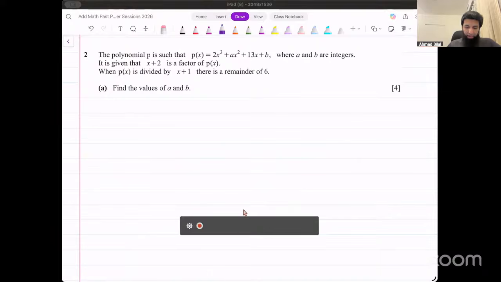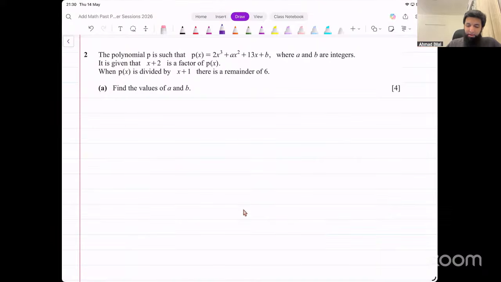Okay, the polynomial p is such that p of x is equal to this, where a and b are integers. It's given that x plus 2 is a factor of p of x. When p of x is divided by x plus 1, there's a remainder of 6. Find the values of a and b. That's a standard question on polynomials, right?